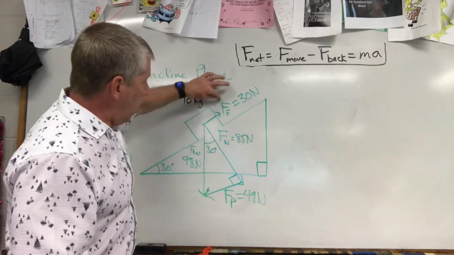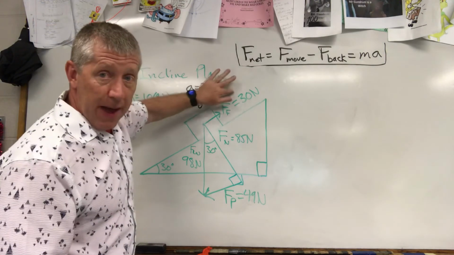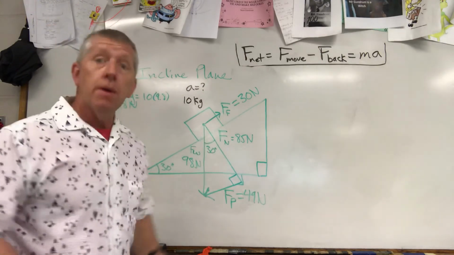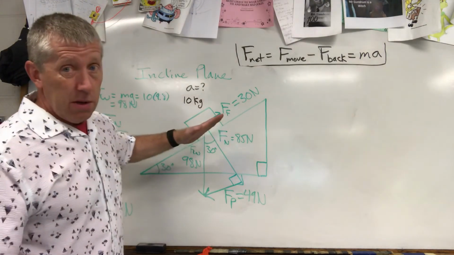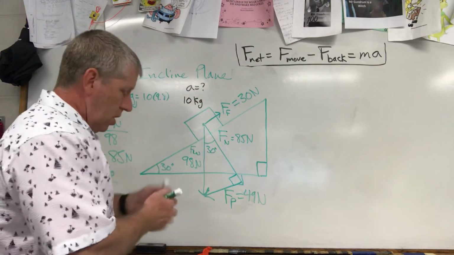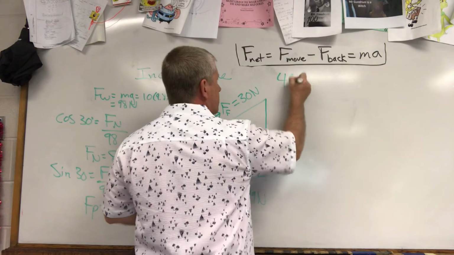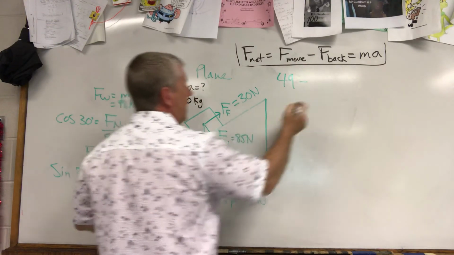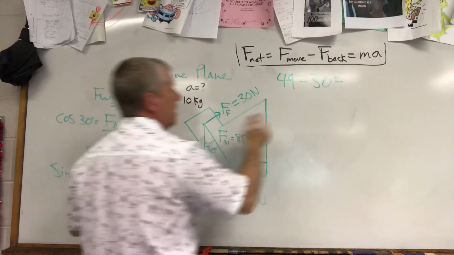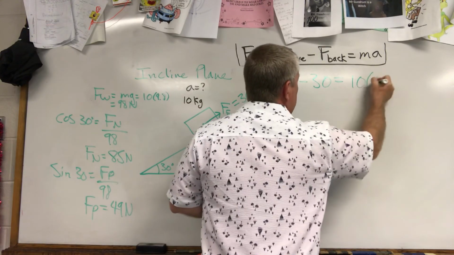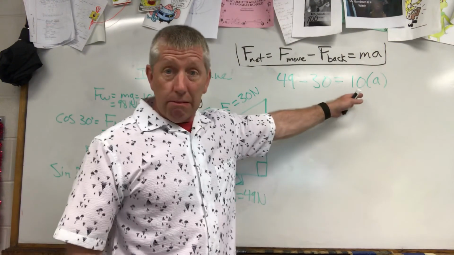And the one holding it back, friction always holds you back, so friction is holding us back. And this is greater than friction. It will move down the inclined plane. 30 degrees is a pretty steep hill, so yeah, it's going to slide down that hill. Okay, so let's put that in. Force making it move, minus force holding it back, which is our friction, equals mass, 10 kilograms, times a.